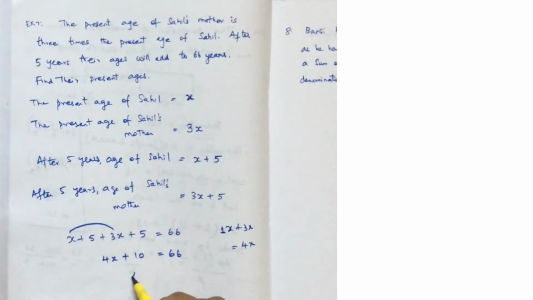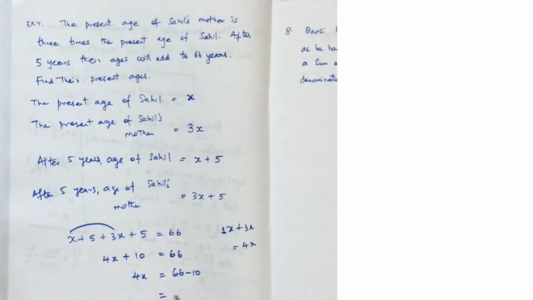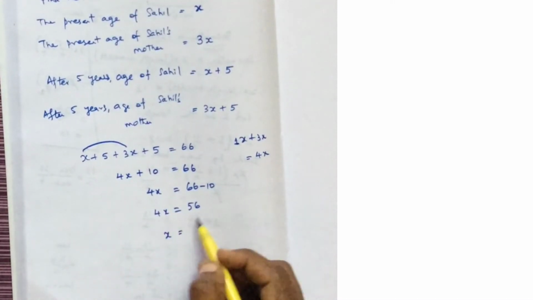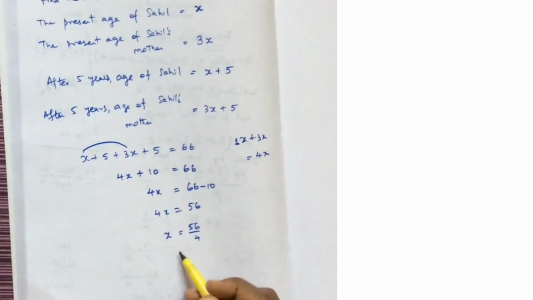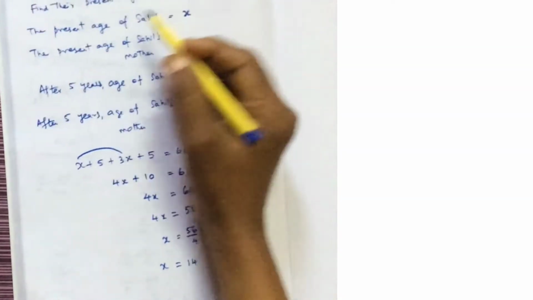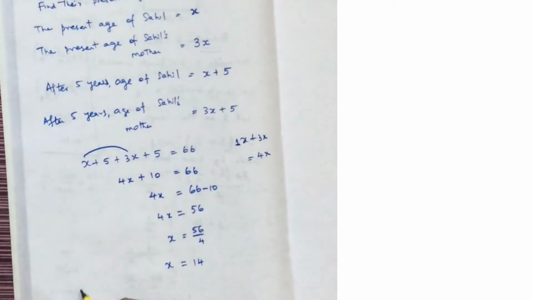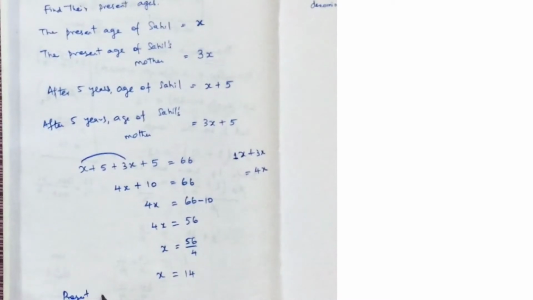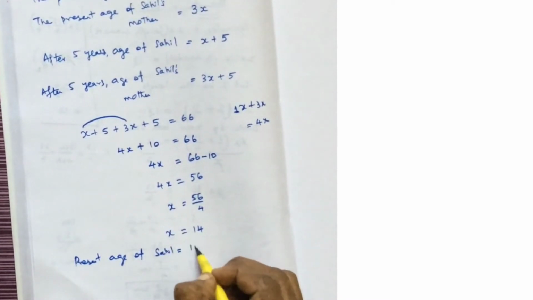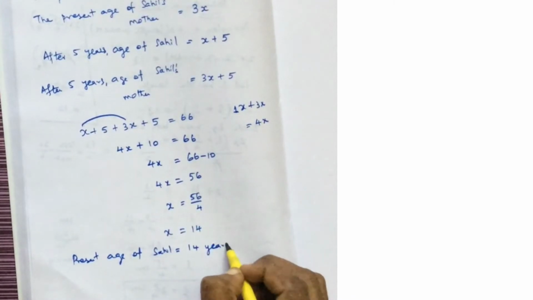Then it is very simple. 4x equal to 66 minus 10. That is equal to 56. 4x equal to 56. X equal to, now we have to divide by 4 on both sides. This 4 will get cancelled. You will get 56 by 4, that is equal to 14. What is x? The present age of Sahil. So I will write: present age of Sahil is 14 years.